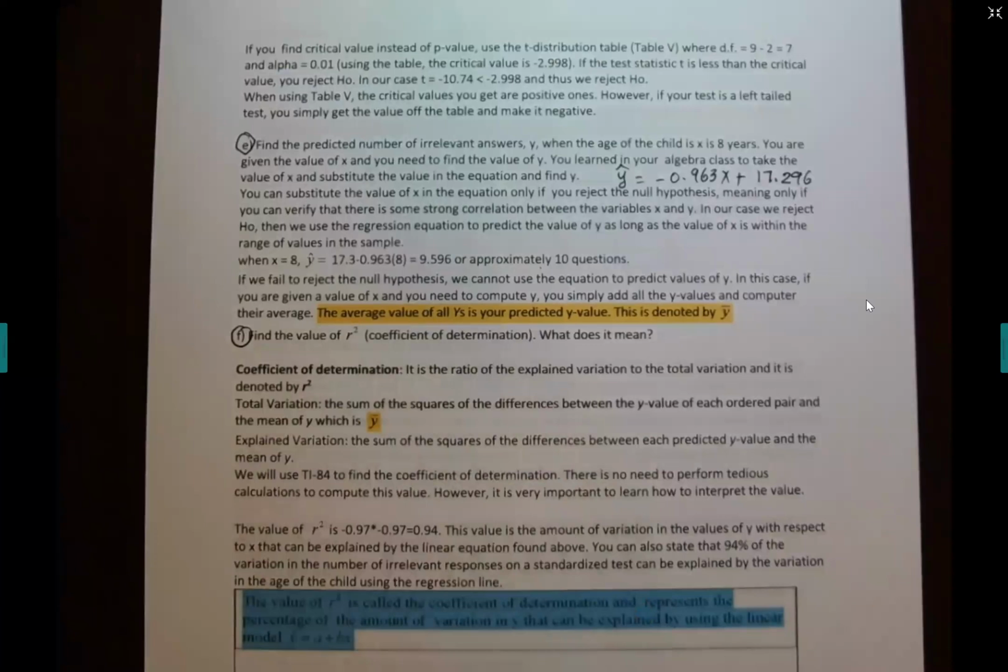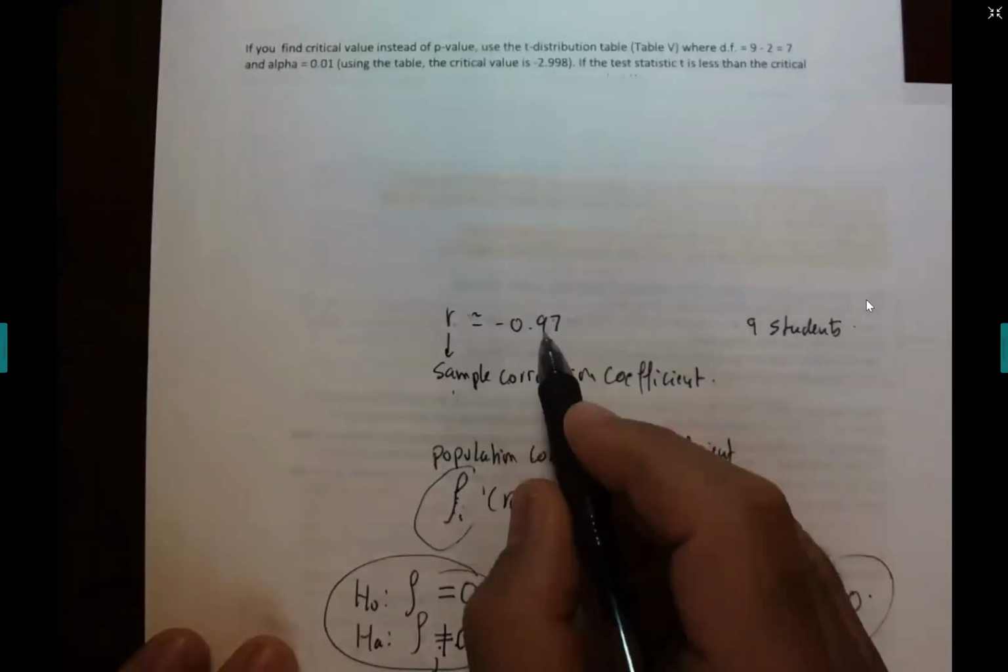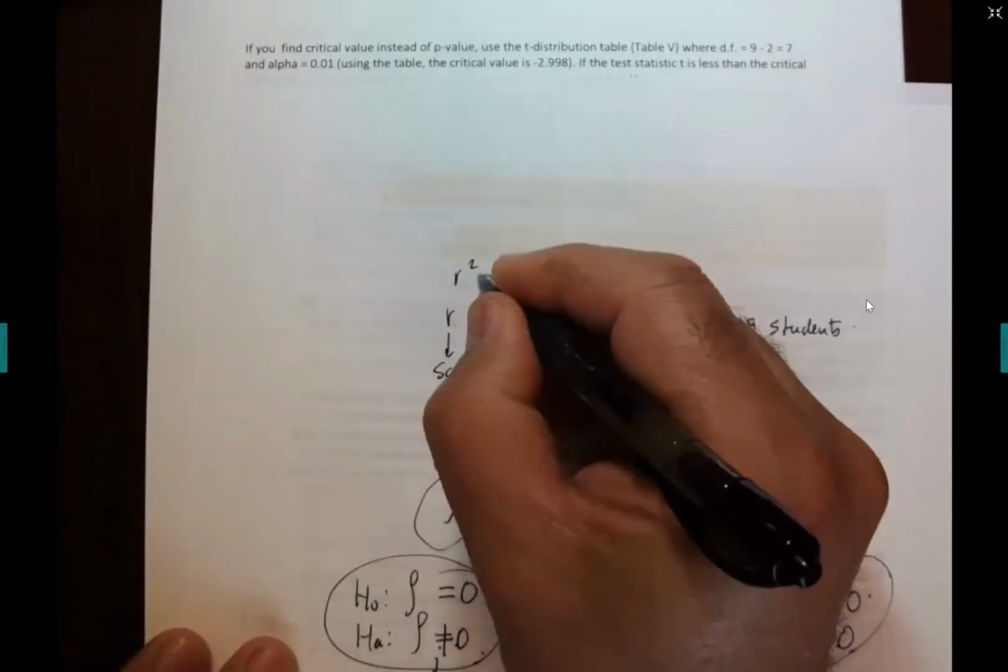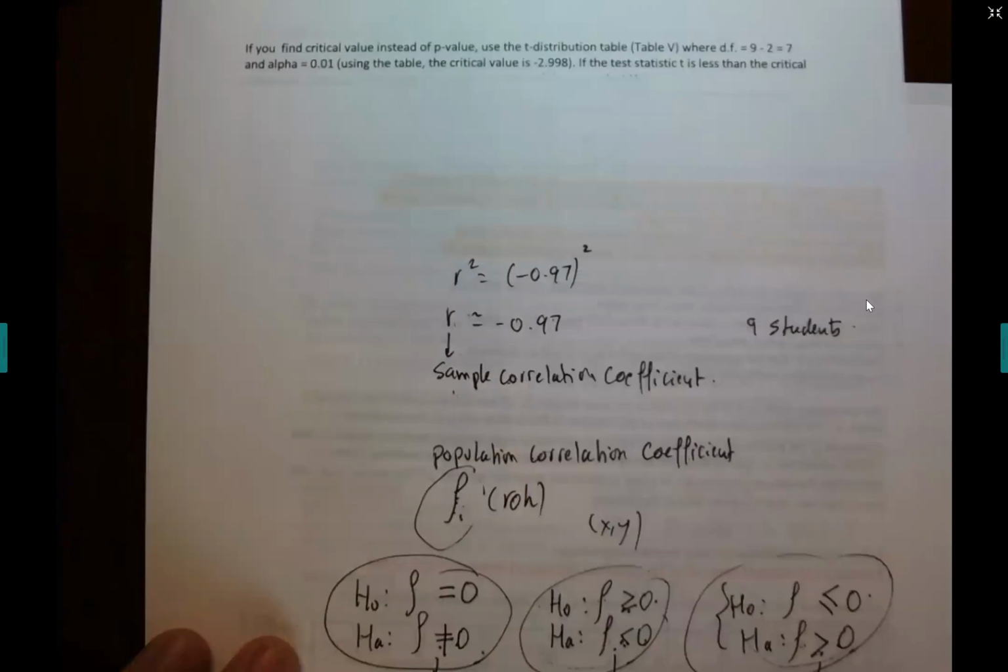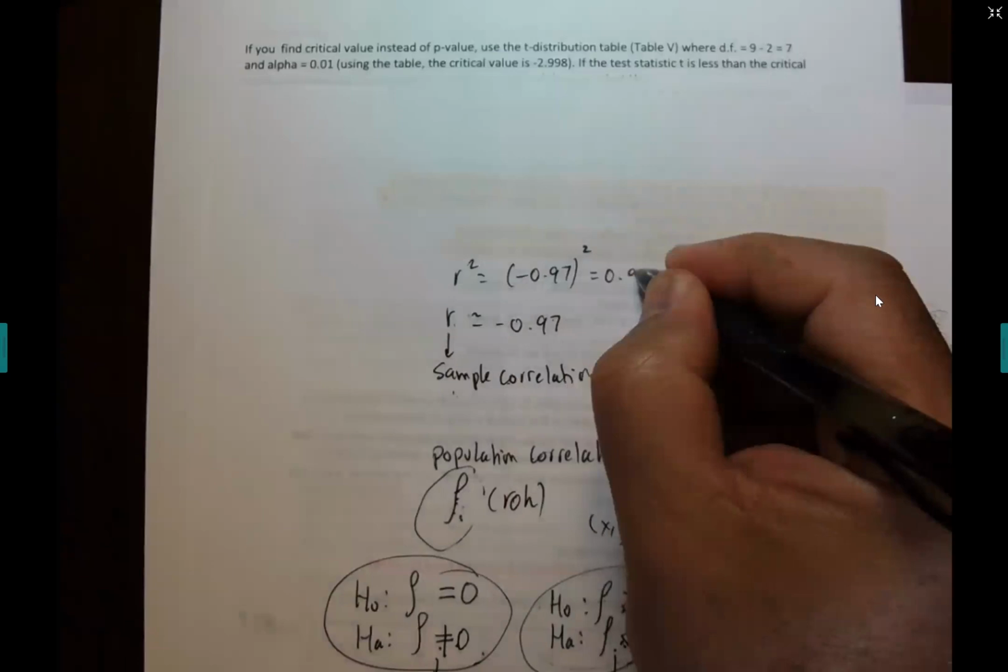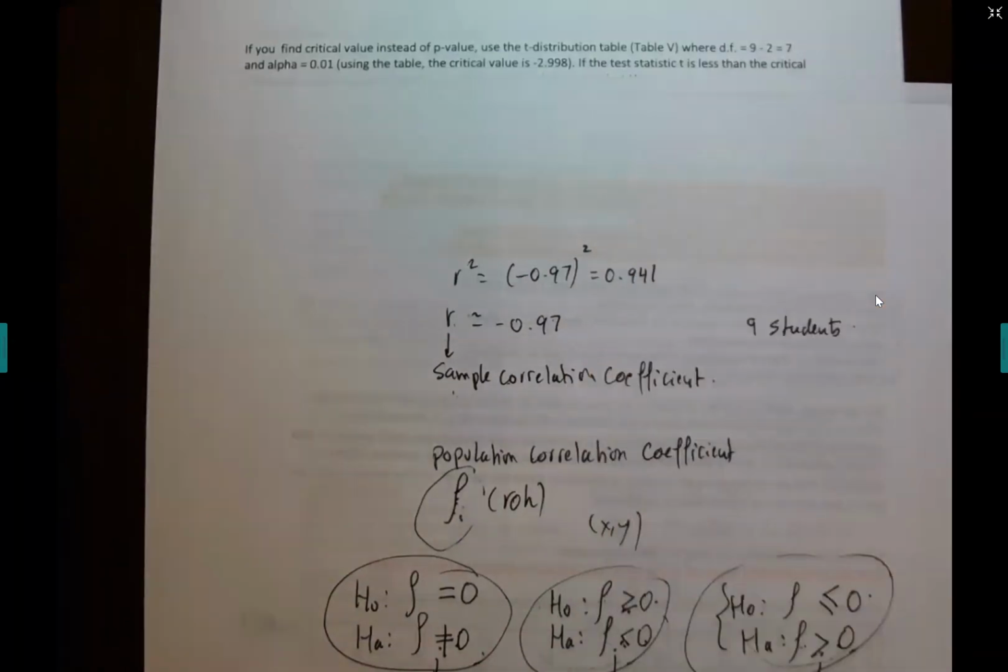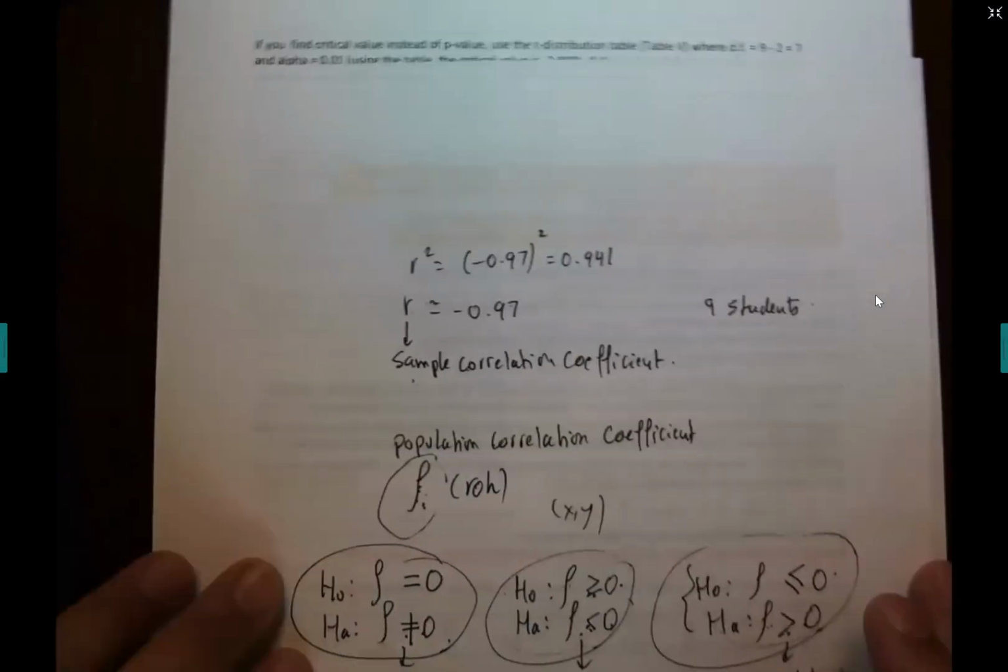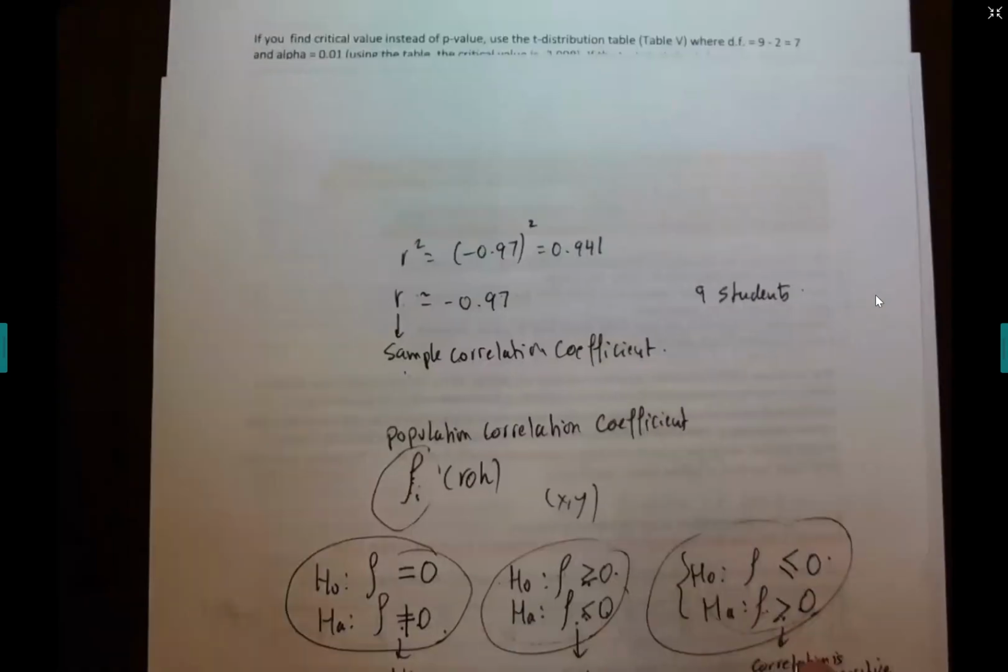So let me tell you something about R squared. You already know R, and the calculator displays the value of R squared. So R is negative 0.97. R squared, guys, is simply this value squared. So if you square it, what do you get? And the calculator shows this value anyway. It's 0.941. Okay, let me explain what R squared is, guys. I'm going to give you this example to better understand R squared.